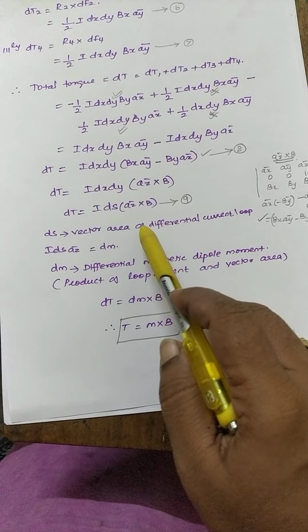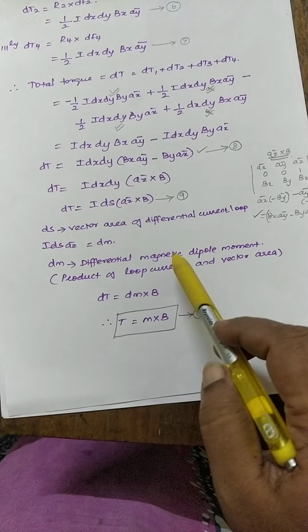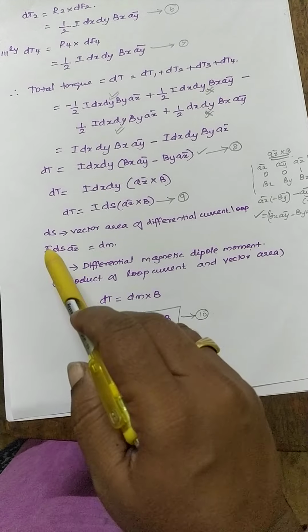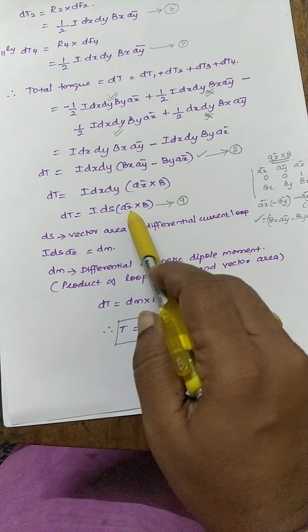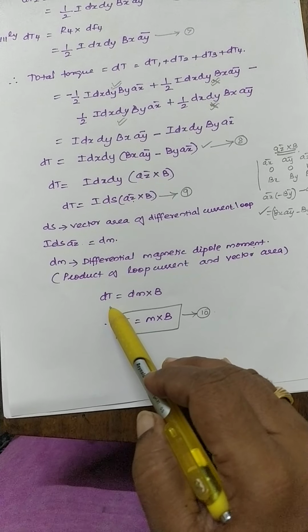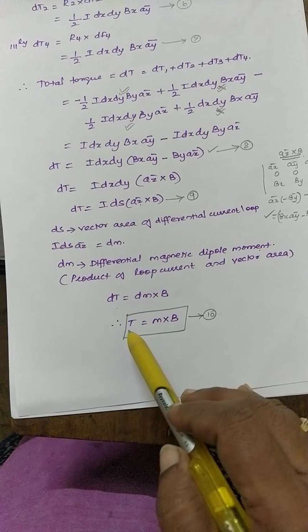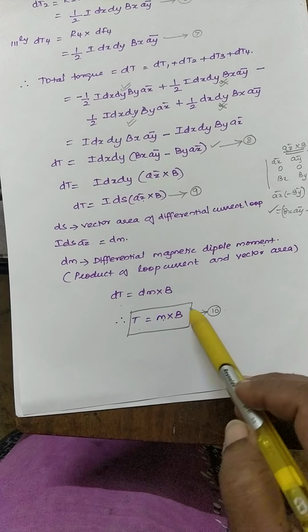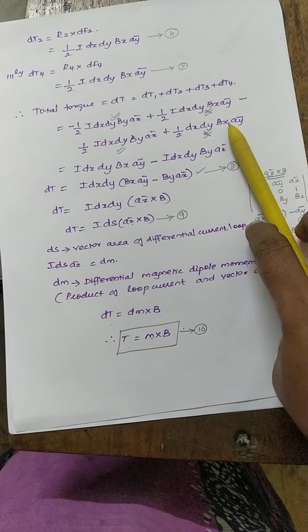But by definition, we know dm is a differential magnetic dipole moment, which is defined by dm is equal to I dS of Az vector. So the equation for dt is reduced as dm cross B, which in turn is defined by T is equal to m cross B, is the equation of the torque.